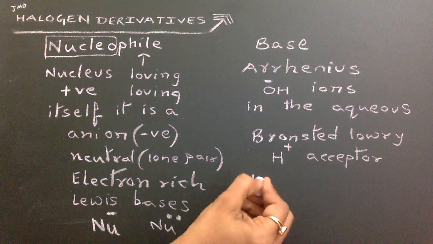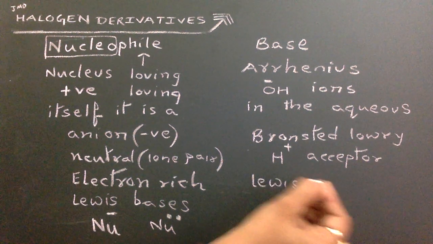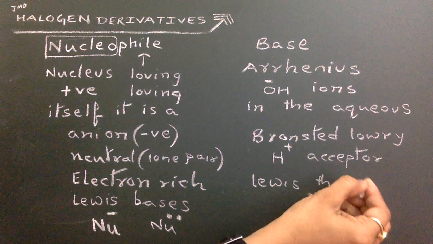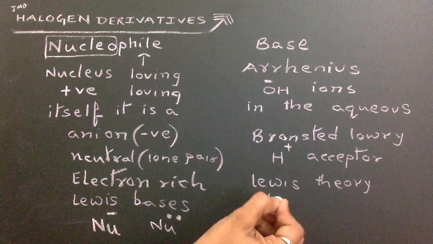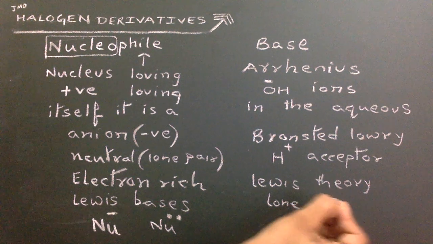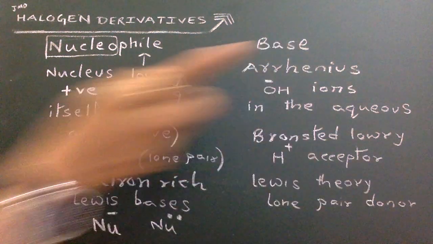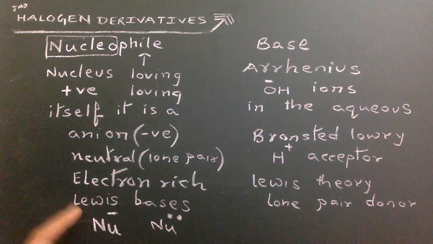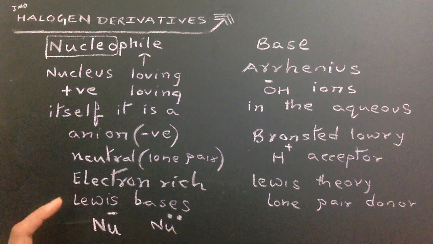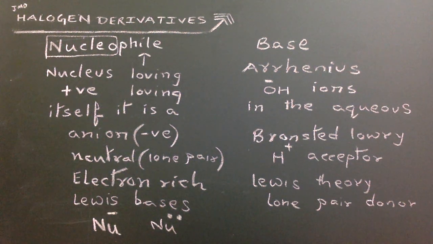And my dear students, the last theory to understand the bases is the Lewis theory, according to which base is a lone pair donor. So see, according to the Lewis theory, this substance can behave as a Lewis base. Base is a lone pair donor. Only we should understand when and under which conditions a substance can behave as a nucleophile and in which condition the same substance can behave as a base.